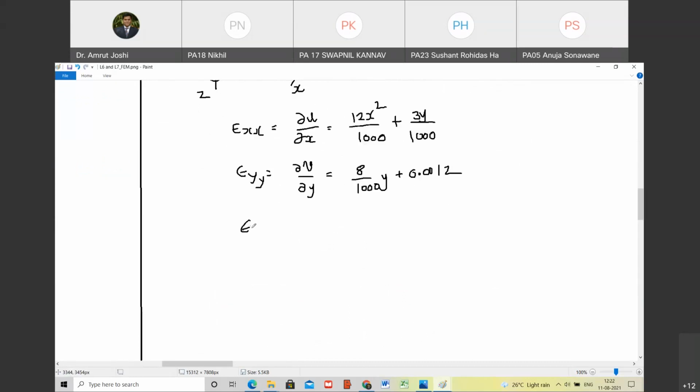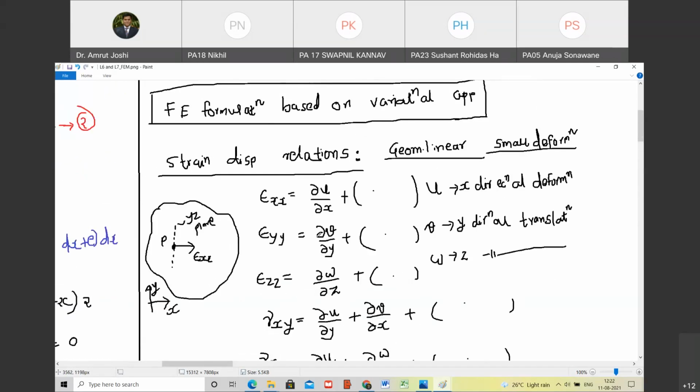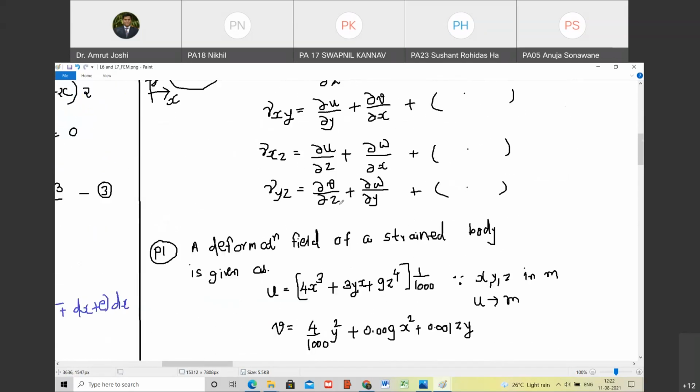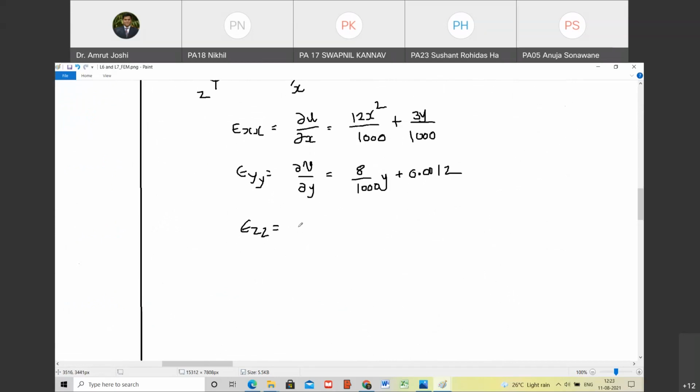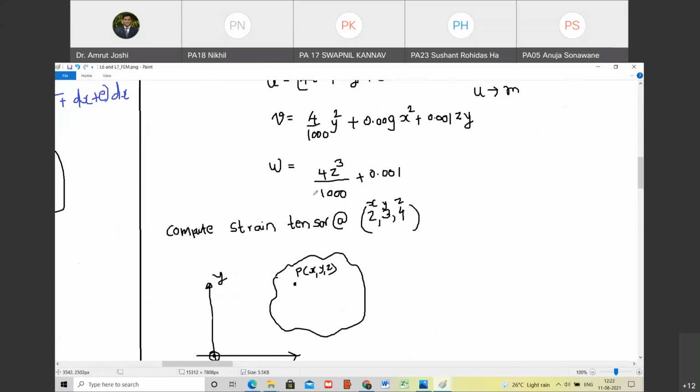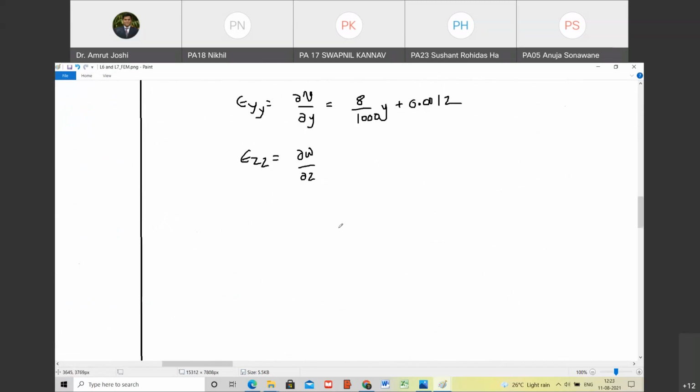Now tell me what is epsilon zz. Dou w by dou z. So let me write down that dou w by dou z. What is dou w? So is it going to be 12z square by 1000? Yes, sir. 12z square by 1000. Happy? Yes, sir.